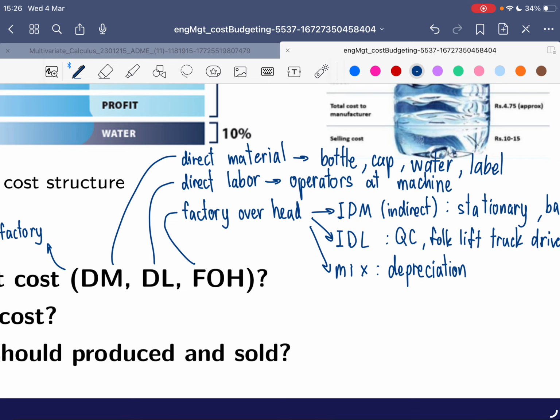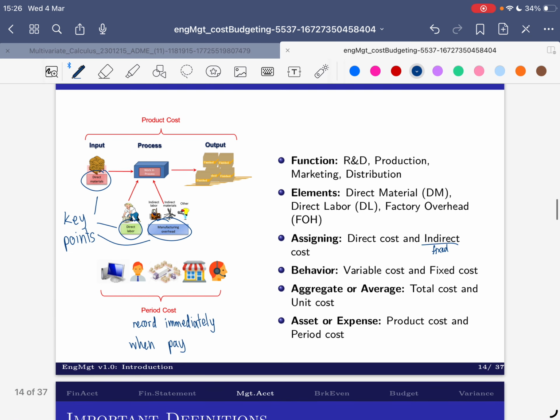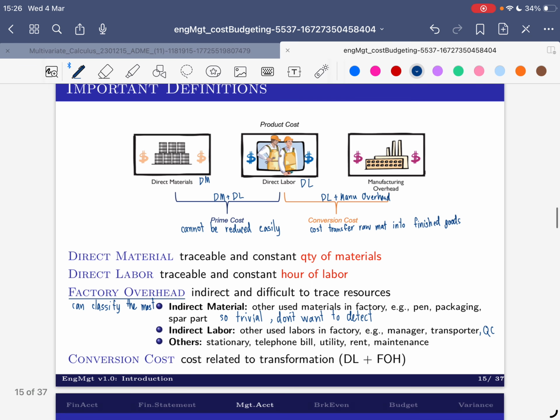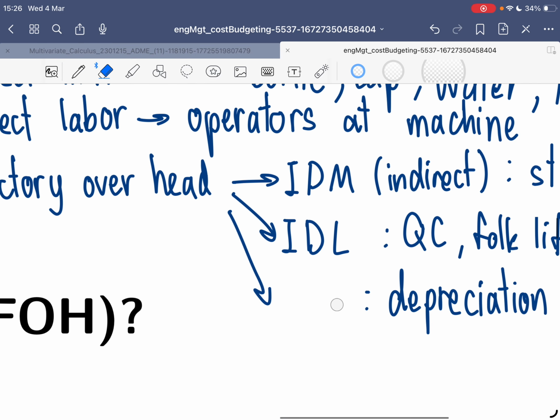Are you with me? So what I want to highlight is that underlying managerial accounting, the first lesson that you need to learn is that we do classification, cost classification. And the way that we do classification, first of all, we divide scope between the manufacturing side and the sales side.